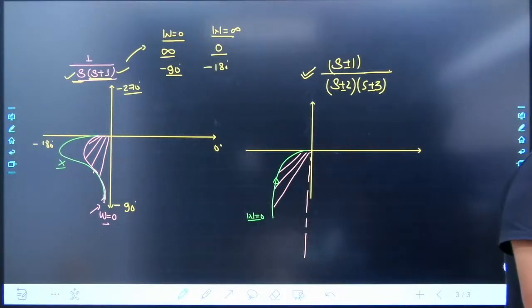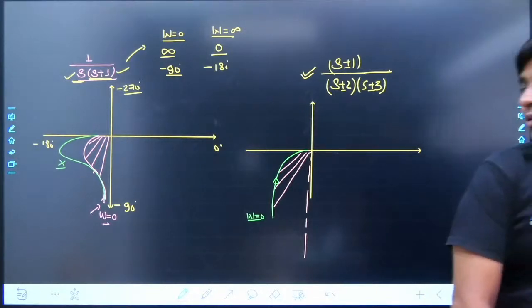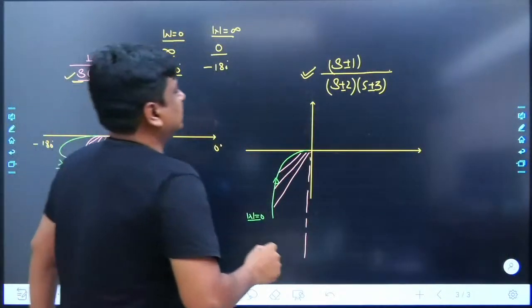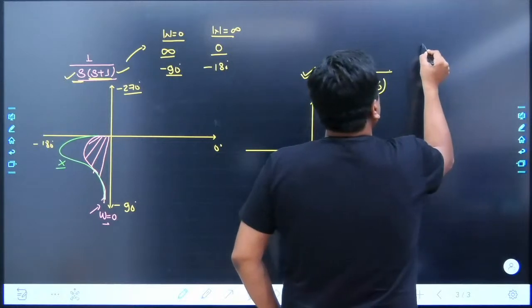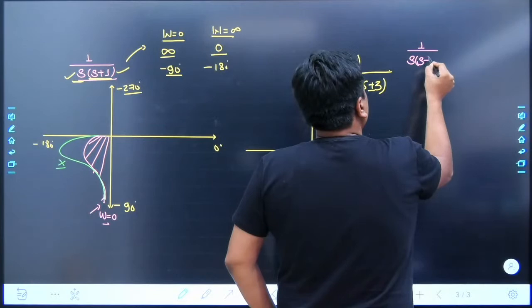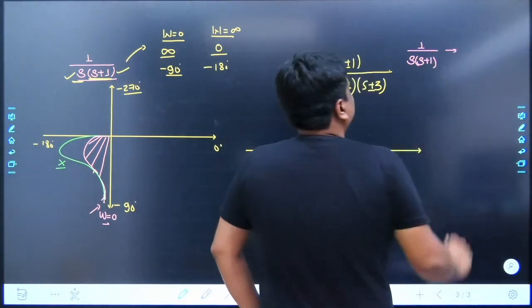So what should I do now? Now we are going to have a little bit of analysis over this OLTF. The OLTF is 1 divided by s times (s plus 1).